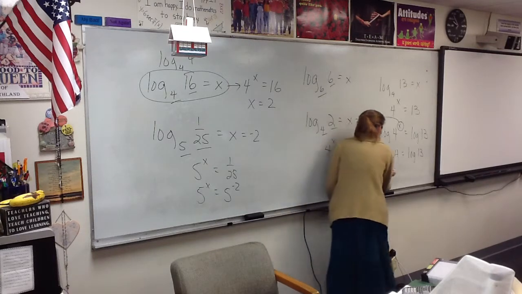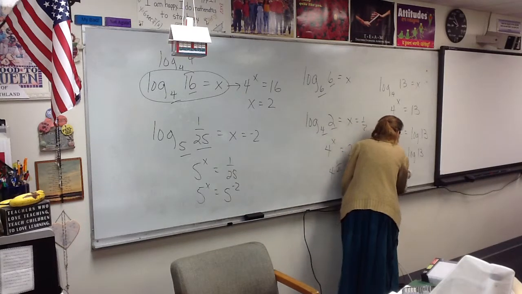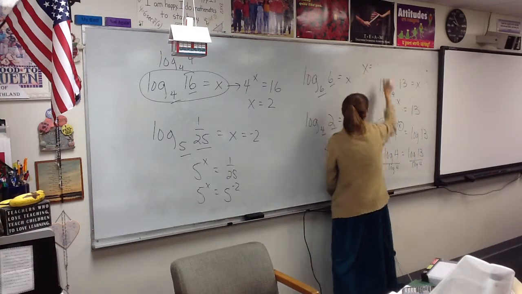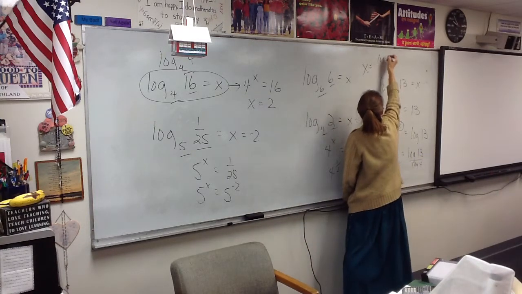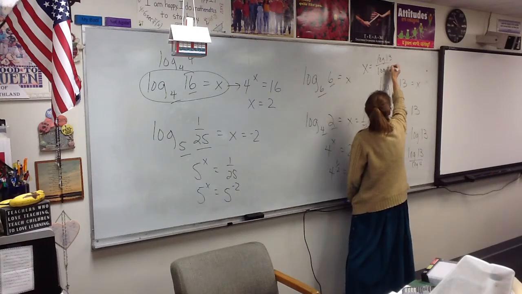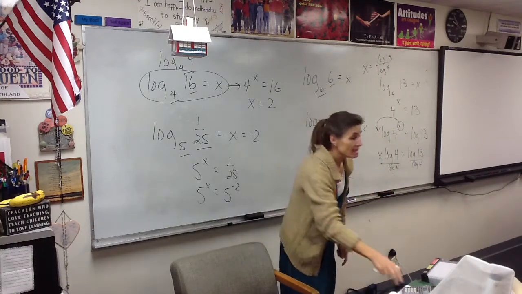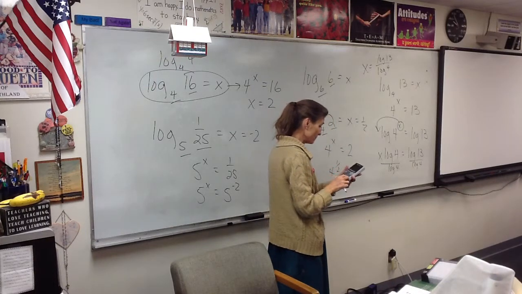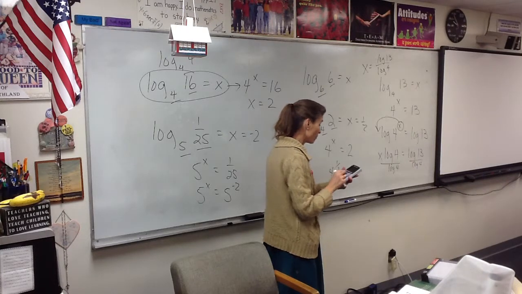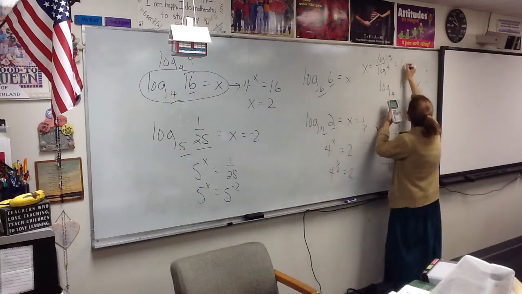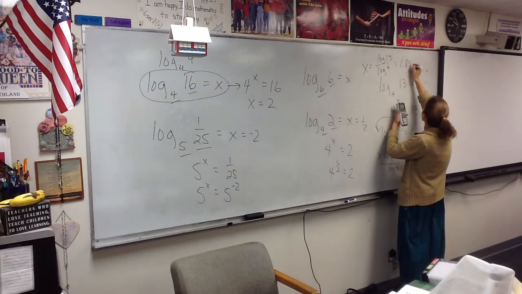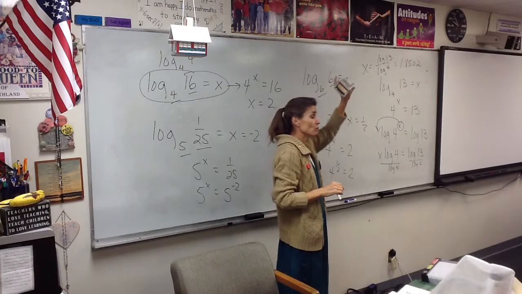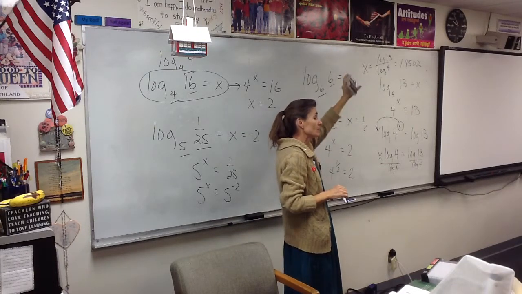And if I want to know what x is, all I have to do now is divide. So x ends up equaling the log of 13 divided by the log of 4. And I get my calculator out, and I type log 13 divided by log 4. And the answer is 1.8502.